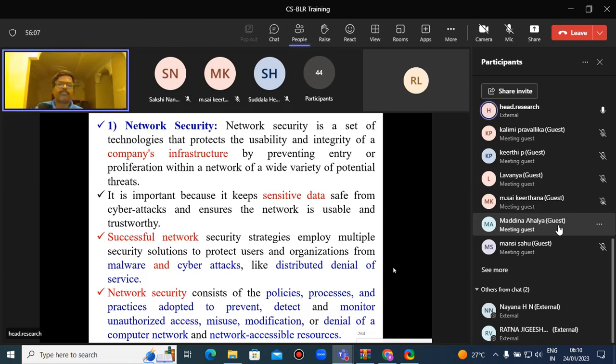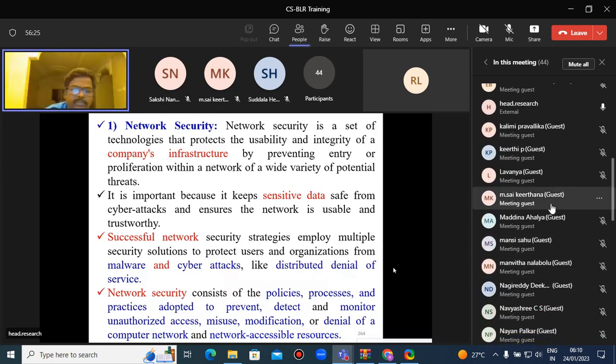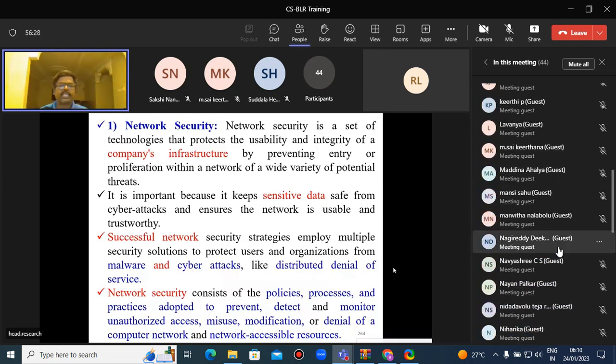It is very, very important because it keeps sensitive data safe from cyber attacks. Sensitive data is nothing but bank-related data, accounts-related data. It ensures the network is usable and trustworthy. Successful network security strategies employ multiple security solutions to protect users and organizations from malware and cyber attacks like distributed denial of service. So that is a best example for successful network security.